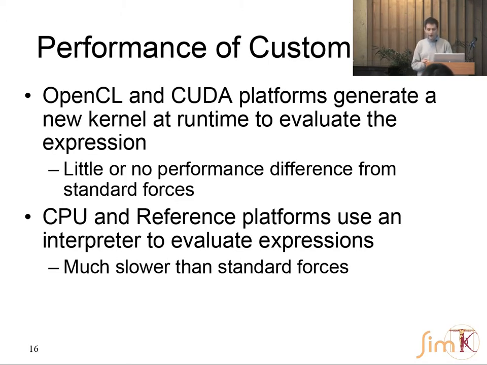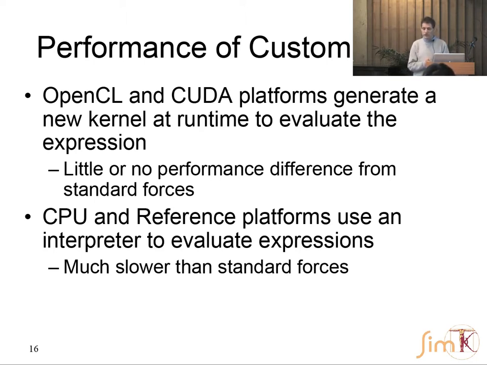One important thing to know about is the performance of custom forces, and this varies widely depending on what platform you're using. If you are using the OpenCL or CUDA platforms, what OpenMM actually does is take your expression, generate OpenCL or CUDA source code, generate a new kernel, send that kernel to the kernel compiler to generate your GPU's native machine code, and it does all this at runtime.